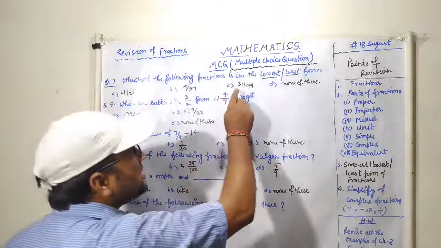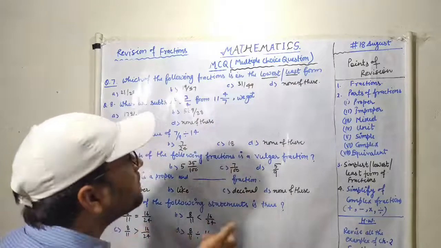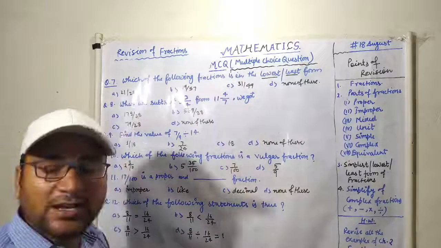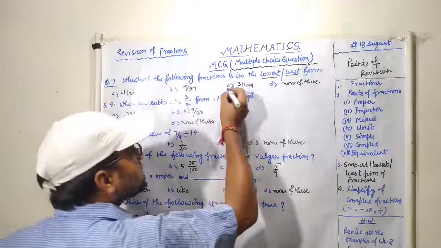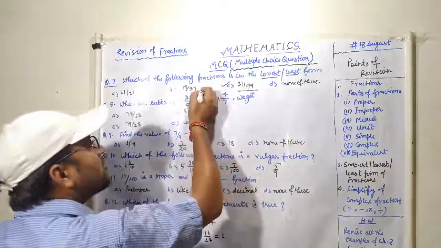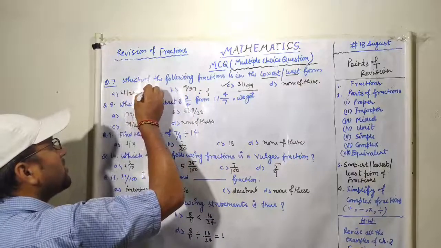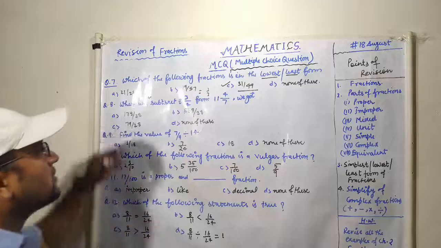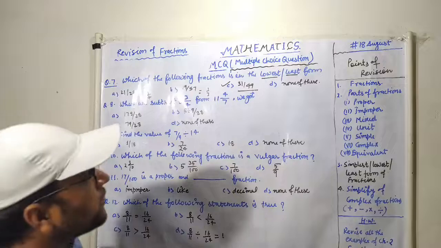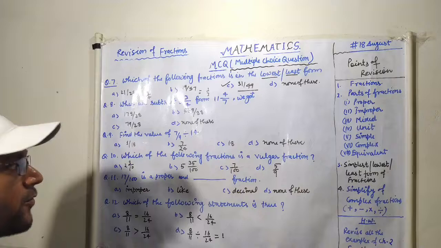See option C, 31 upon 49. 31 is not cancelled out by any number, and 49 is cancelled out by 7, but 31 is not cancelled out by 7. I think option C is in the lowest form. The other one is cancelled out by 9, you will get 1 upon 3. This is also cancelled out by 7, both numerator and denominator, you will get 3 upon 4. So question number 7, option C, 31 upon 49 is your correct option, which is in lowest form.